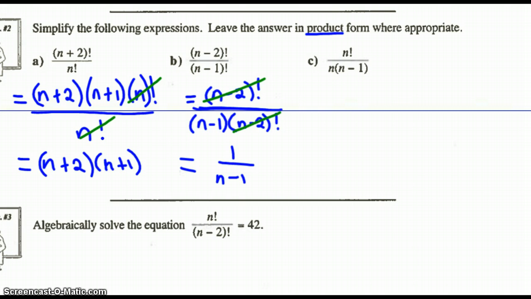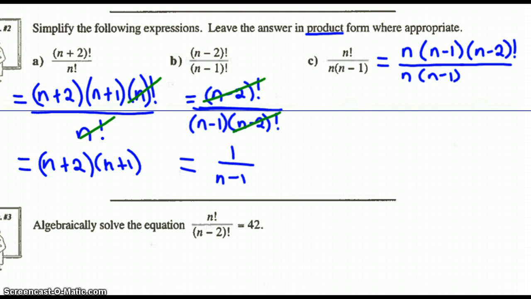Part C. N factorial is written as n times n minus 1. Well, that's what my denominator looks like, n times n minus 1. But we have to have something more, so I keep going, n minus 2 factorial. And I can reduce my n's. N divided by n is 1. N minus 1 divided by n minus 1 is also 1. So the simplest form would just be n minus 2 factorial.